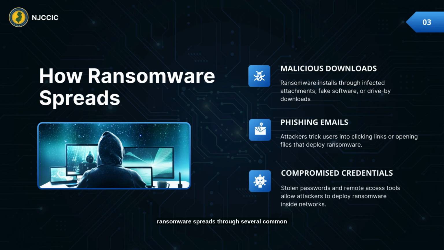Ransomware spreads through several common attack methods. One of the most common methods is malicious downloads. This can include infected email attachments, fake software updates, or downloads from compromised websites. Another major method is phishing emails. Attackers send messages designed to look legitimate, tricking users into clicking links or opening files that install ransomware. A third method involves compromised credentials. If attackers obtain stolen passwords or access to remote systems, they can deploy ransomware directly inside an organization's network.